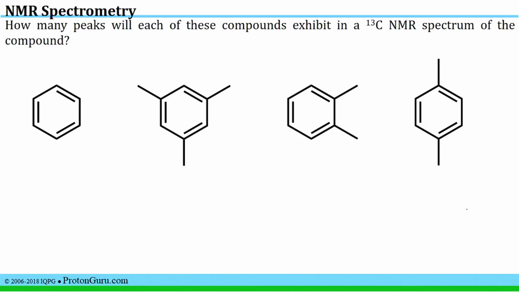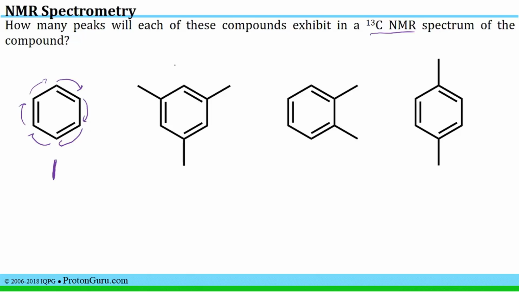Now we'll take a look at several aromatic compounds and evaluate how many signals each of these should have in the carbon-13 NMR spectrum. For benzene, if I just rotate this molecule in 1/6 increments, 60 degrees at a time, I can see that I can interconvert any of the carbons with any of the other ones just by rotating the molecule around. So we'll only see 1 signal in the carbon NMR spectrum for benzene.